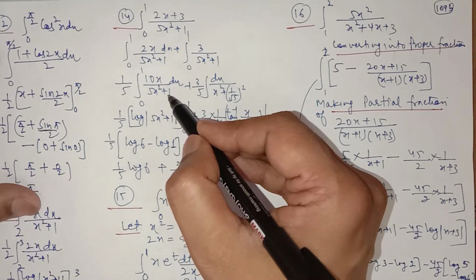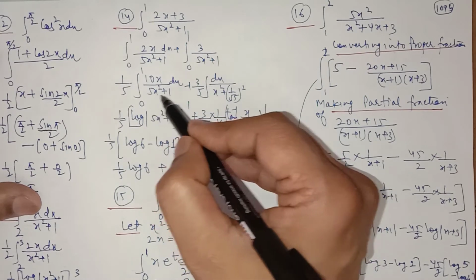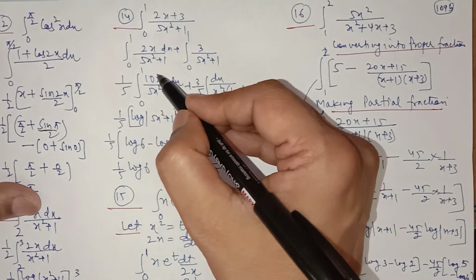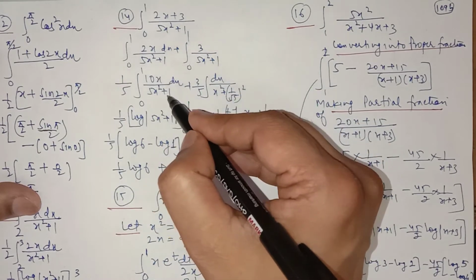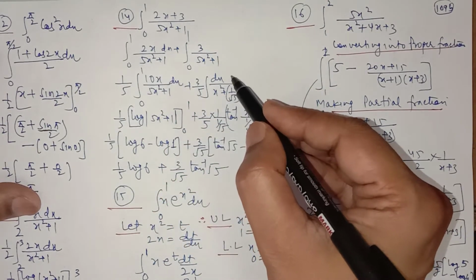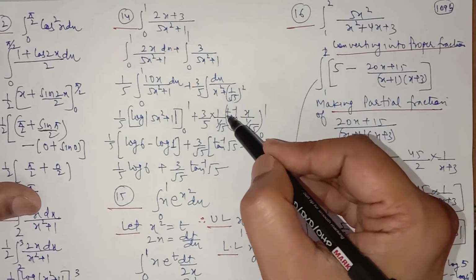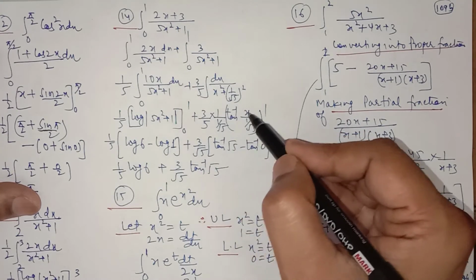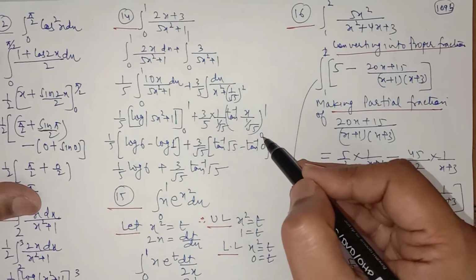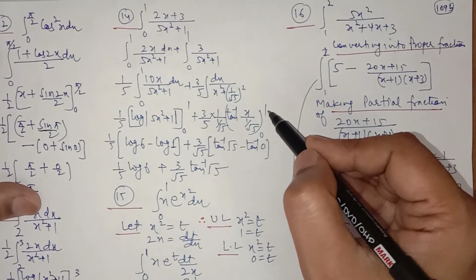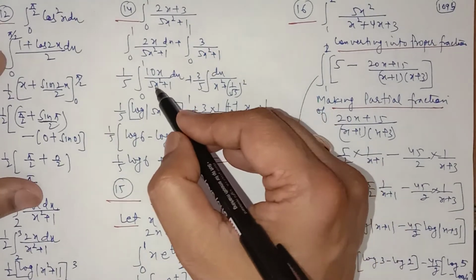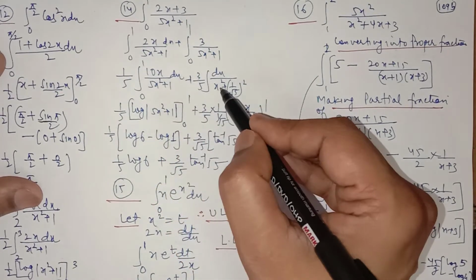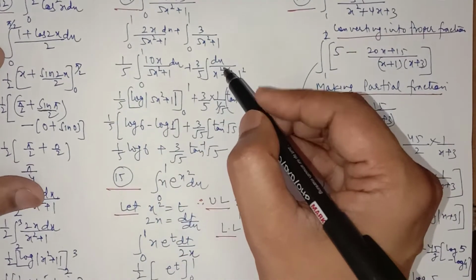If you don't know it directly, you can let 5x square plus 1 is equal to t. This 10x will be cancelled out and it will be log of 5x square plus 1, and the special integral of 1 upon x square plus a square is equal to 1 upon a tan inverse x upon a, and the definite integral lower limit is 0, upper limit is 1. So you take your time. If you don't know how to do it directly, take your own time to do these integrals.